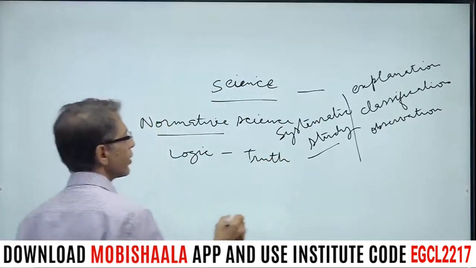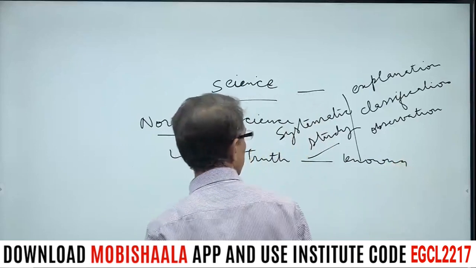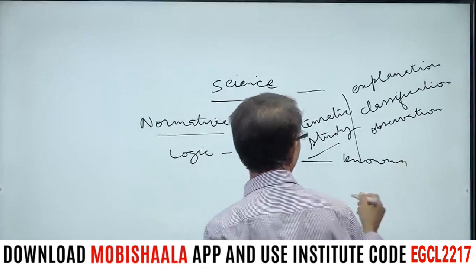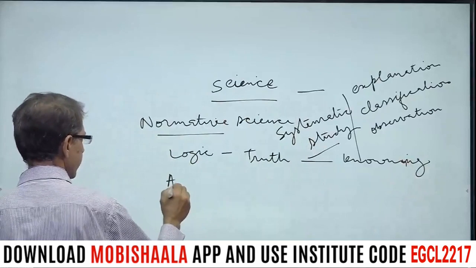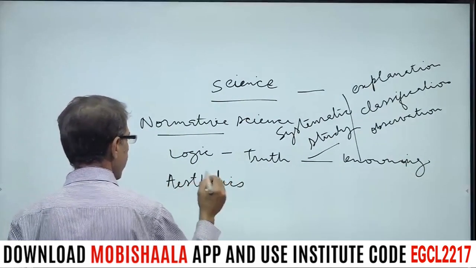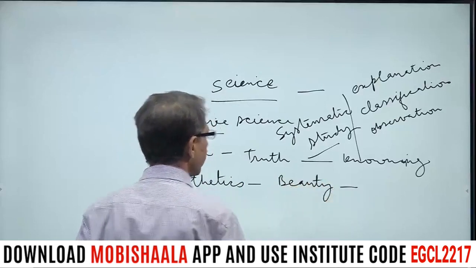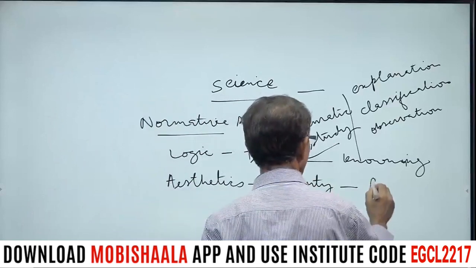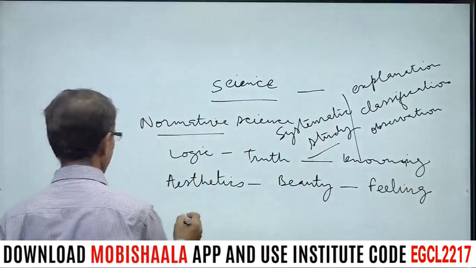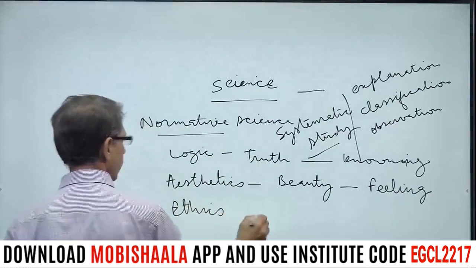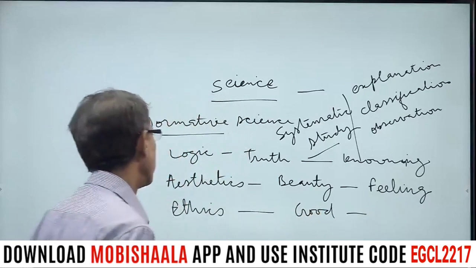Truth is the ideal. And it's intellectual, it's a matter of knowing. The second thing is aesthetics. And this aesthetics is a matter of, you know, its ideal is beauty. And this is a matter of feeling. And then comes your ethics. Its prime notion is the good. And it's a matter of willing.